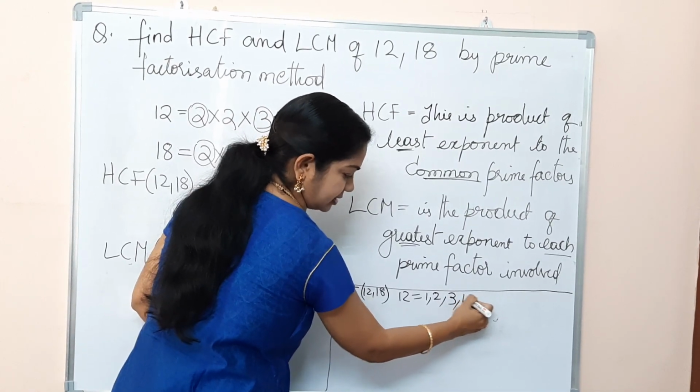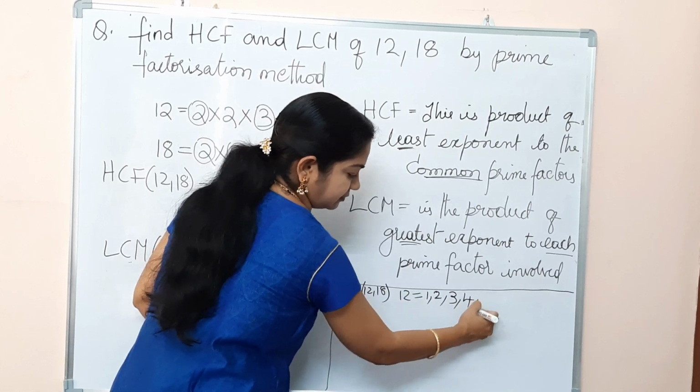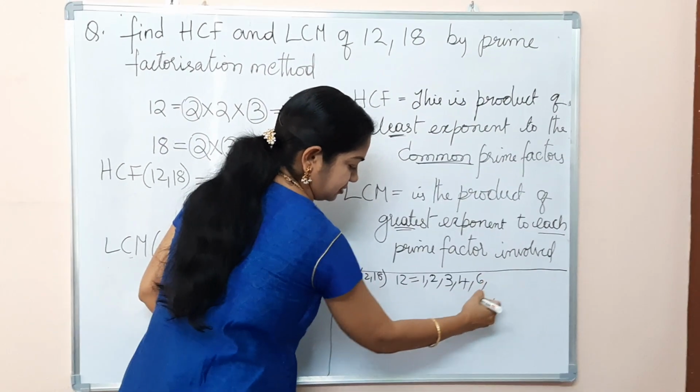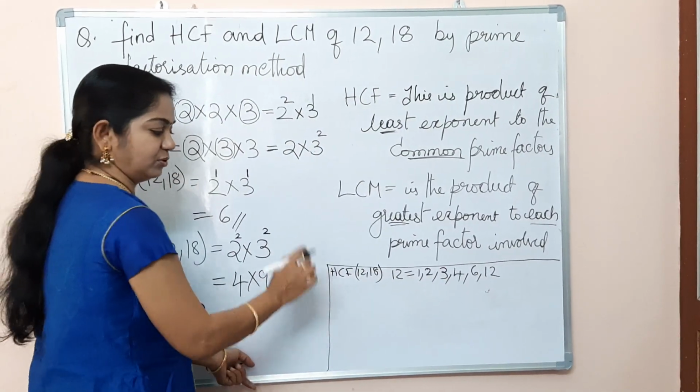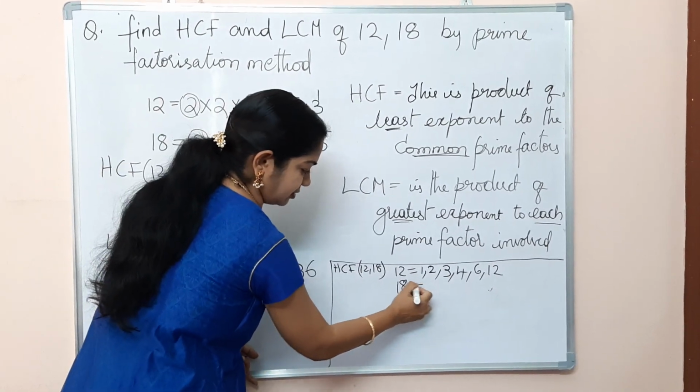4, yes. 4 threes are 12. 5, it doesn't go. 6, okay. Then 12. These are the factors of 12. Let me write down the factors of 18.